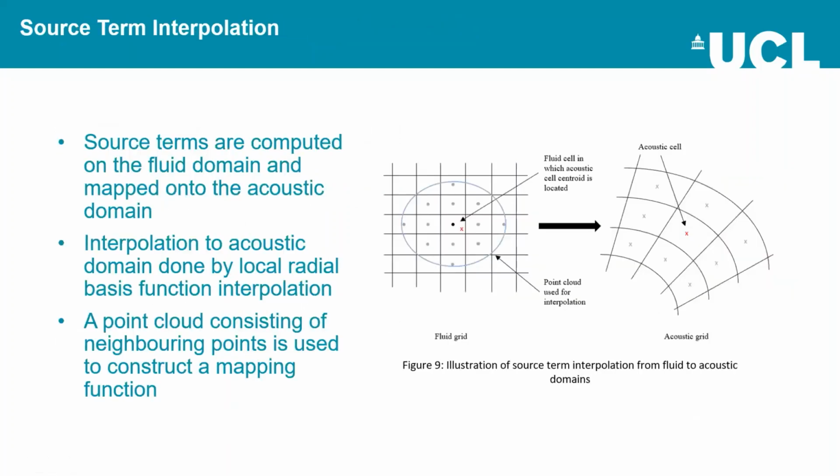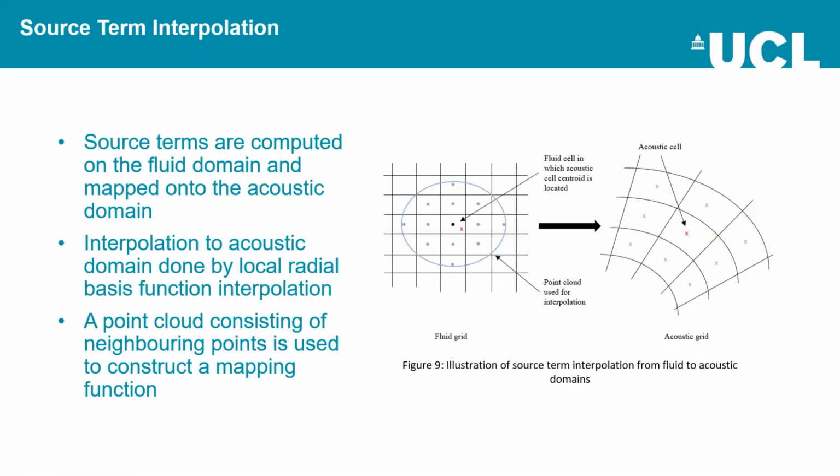So we use that to compute our source terms, which we then need to map onto a separate grid. And I do that using something called local radial basis function interpolation. The process by which this is done is we take an acoustic cell here, and we find the fluid cell that acoustic cell location is in, and then we construct a point cloud, sometimes referred to as a support cloud, and we'll use that to construct radial basis functions that allow us to interpolate from the fluid grid to the acoustic grid.